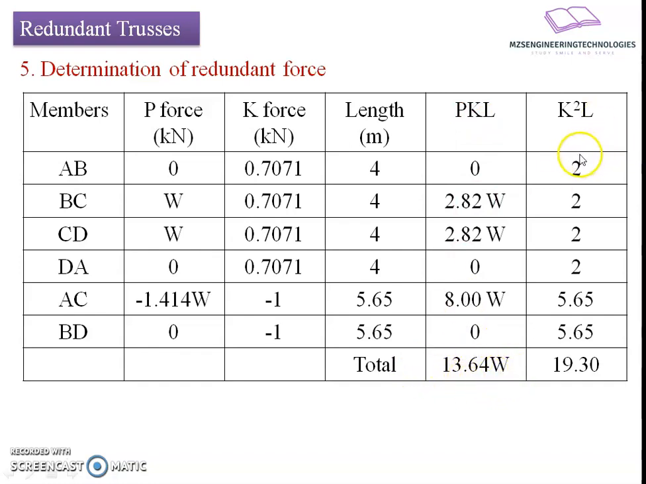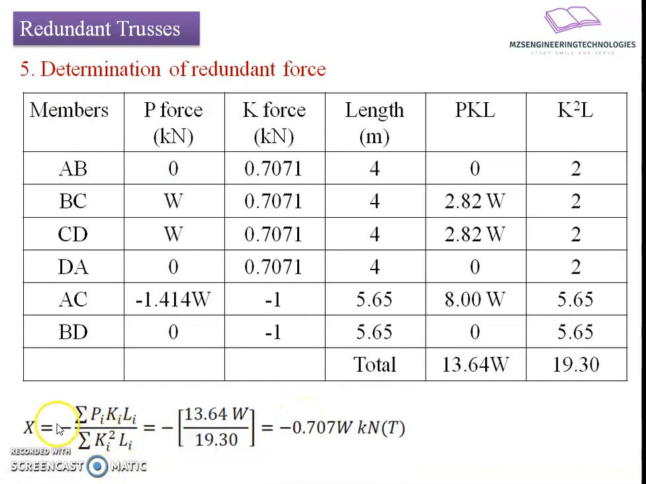The second column relates to the unit load effect, K square L. I will do the squaring of column number 3, 0.7071 square multiplied by the length 4, resulting in a value of 2. Likewise, I will do the calculation for all the other members, and the summative value comes to be 19.30. We have proved from the Castigliano theorem that the redundant force X is given by the relation minus summation of Pi Ki Li divided by summation of Ki square Li, where we have assumed area and modulus of elasticity as constant as it was given in the statement.